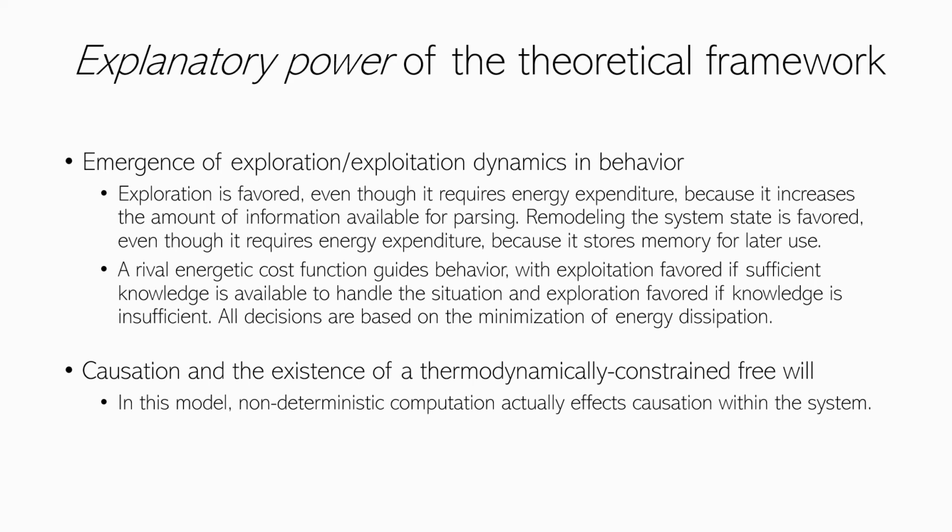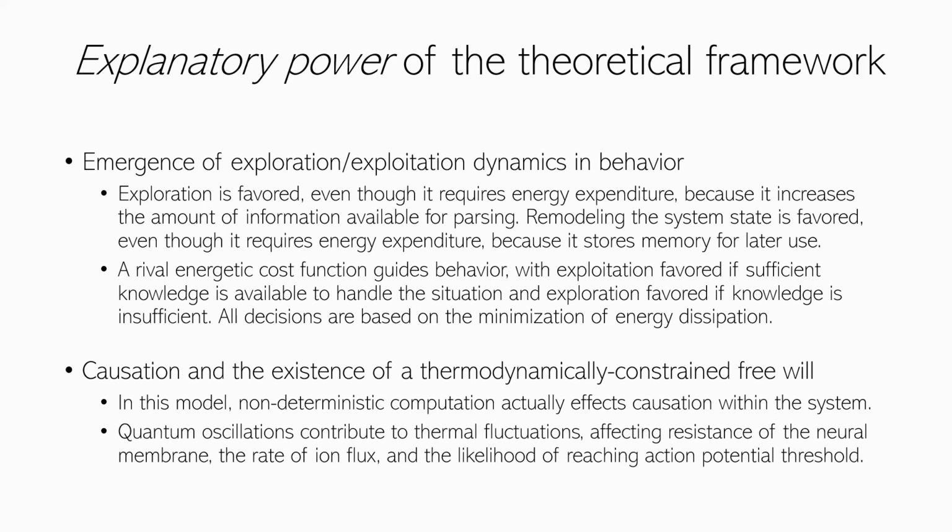And so in this model, non-deterministic computation actually affects causation within the system. Quantum oscillations contribute to thermal fluctuations affecting the resistance of the neural membrane, the rate of ion flux, and the likelihood of reaching action potential threshold. And so for cells in upstate that are already nearing action potential threshold, that contribution could be sufficient to open voltage-gated ion channels and cause the cell to signal to neurons downstream, thereby affecting a causal cascade.